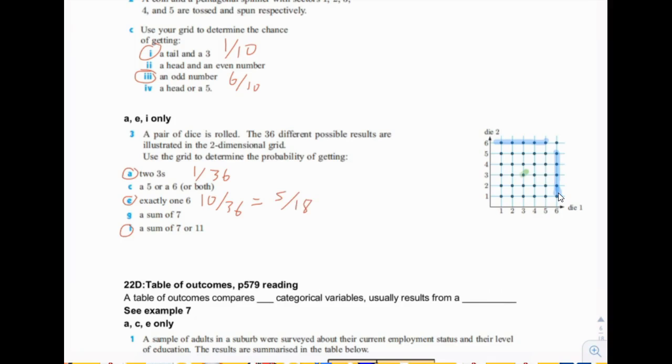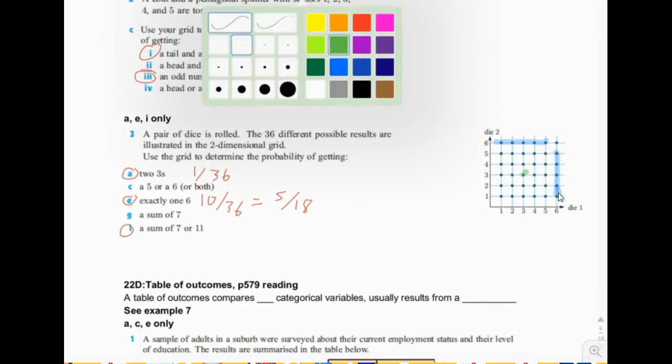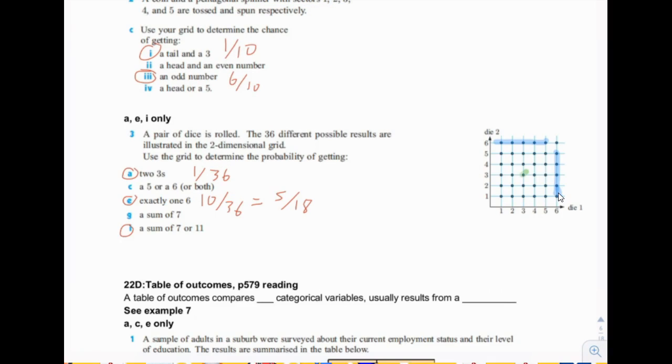Last of all, a sum of 7 or 11. Let's try to find those. Let's use a new color like orange. Sum of 7 or 11. So like 6 and 1, 5 and 2, 4 and 3. So those all add up to 7. What about 11? Is there anything that adds up to 11?